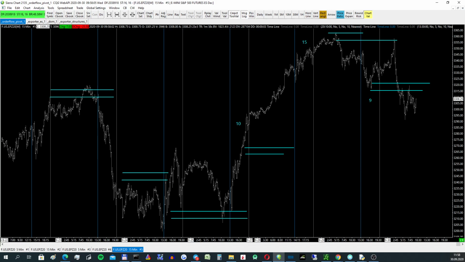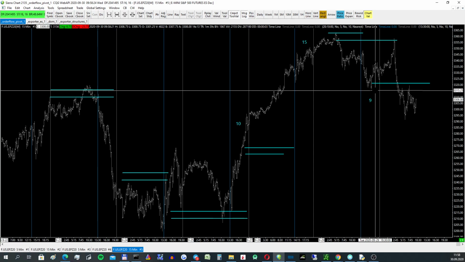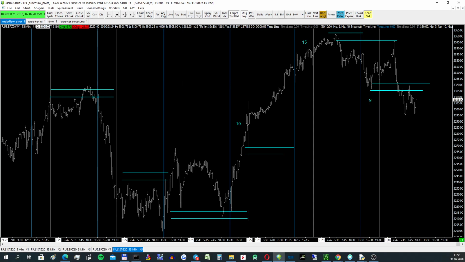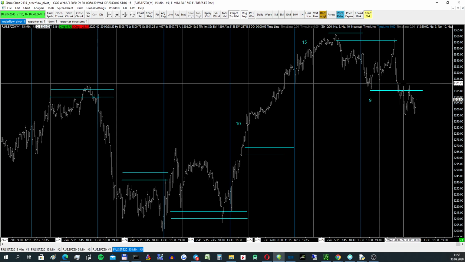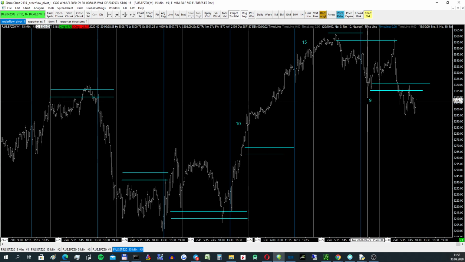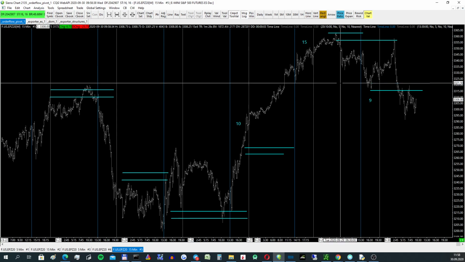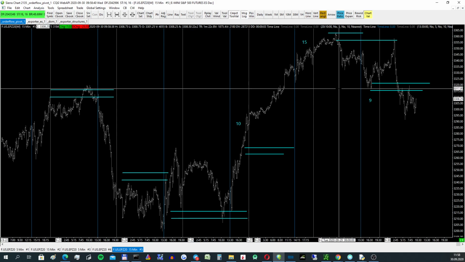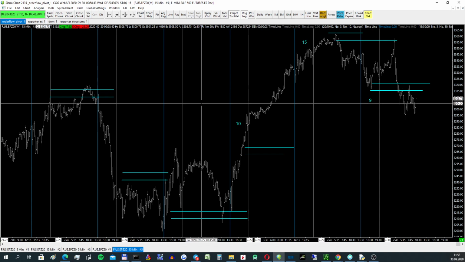So I marked the RTH and overnight pivots here. So you can see the pivot for today. The overnight one was at 33.15, and the RTH is going to be 33.21. So this is exactly what is given in the community section.